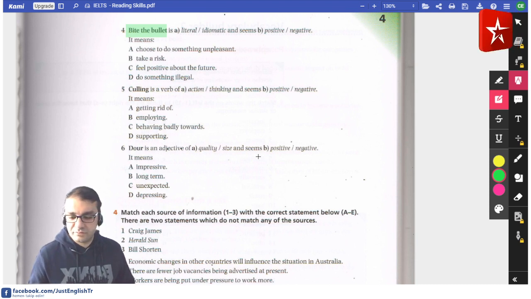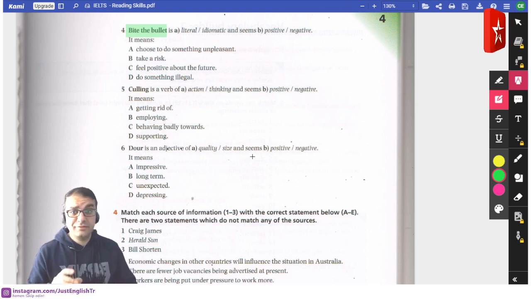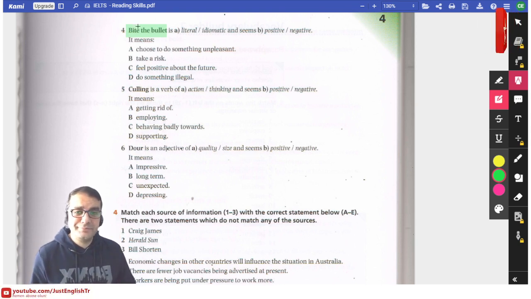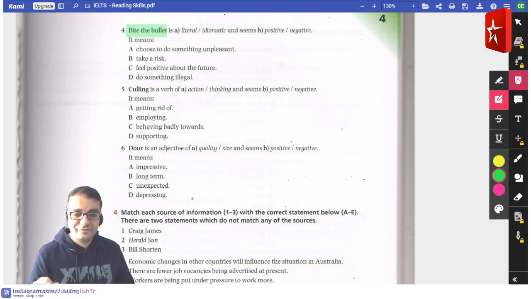So it's negative. Now we understand. Idiom, negative, yes? Now which one is correct, the meaning here? A or B or C or D? See how I make it easy for you to find the answer? Okay? So which one is the answer?